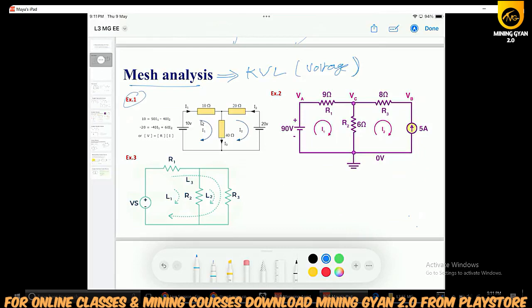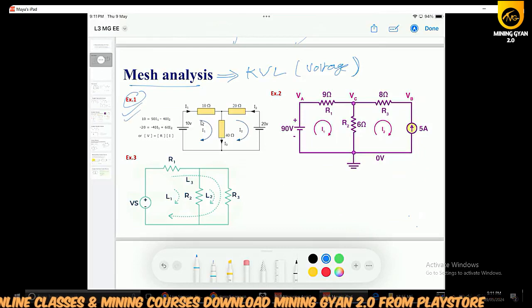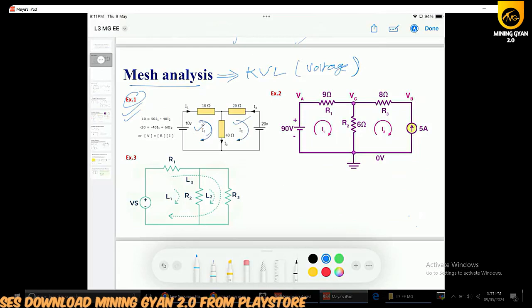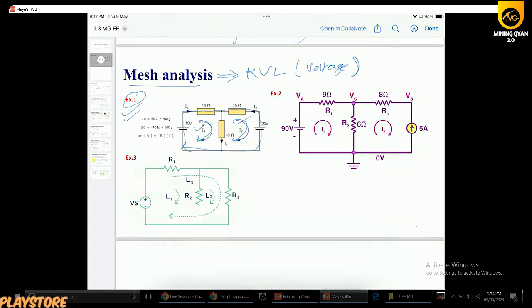Let us see the first example. This is the given circuit, and we have to apply KVL in this loop and in this loop. This can be called a loop or mesh, and this will be the third loop, but this will not be a mesh.